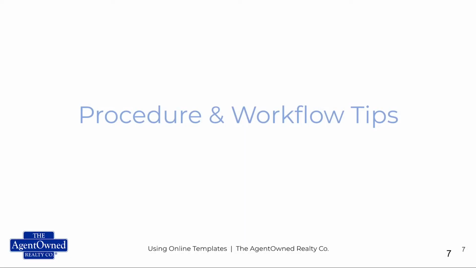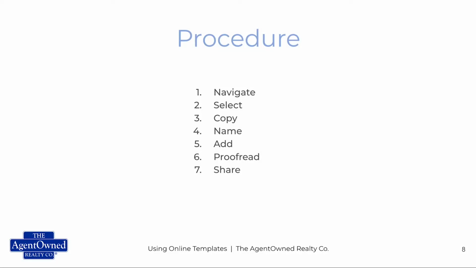So, procedure and workflow tips. There are pretty much 7 steps, and that's all there is. It may seem like a lot to some, but it's really not once you get going through the flow of it. You're going to navigate, select, copy, name, add, proofread, and share. Now that sounds like a lot, but we're going to go through each one of those now.